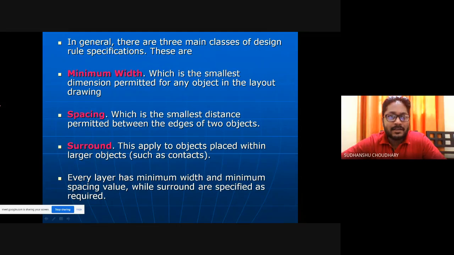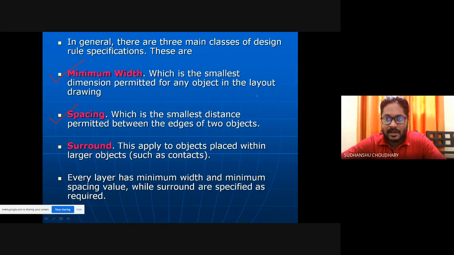So what do these design rules basically contain? What information, what rules do we have to follow? These rules are for minimum width: any pattern you are drawing must have some minimum width. It can have more than that, but it cannot have less than that minimum width rule. Similarly, there is a minimum spacing rule.